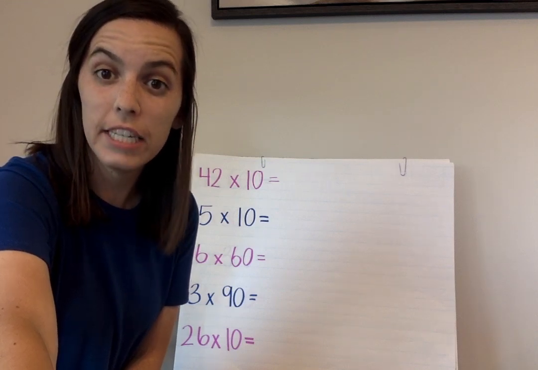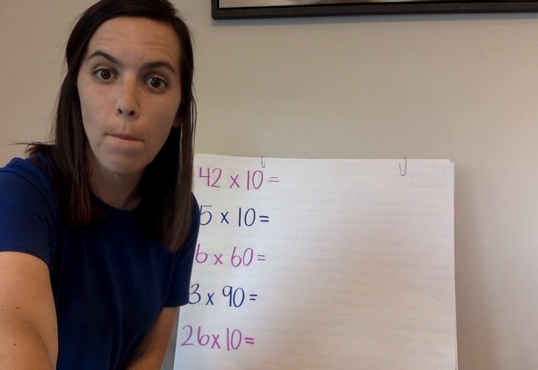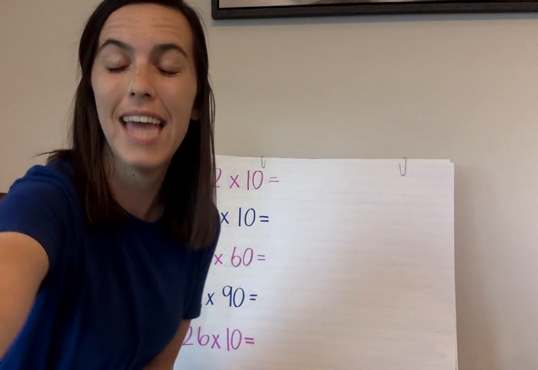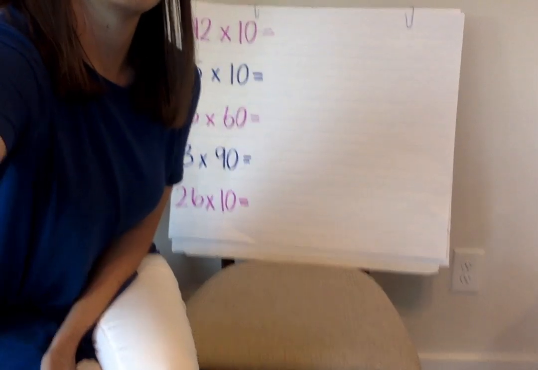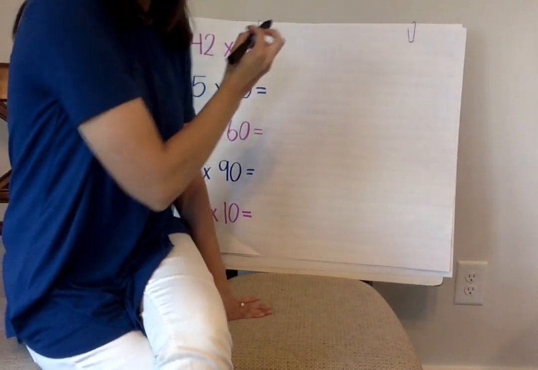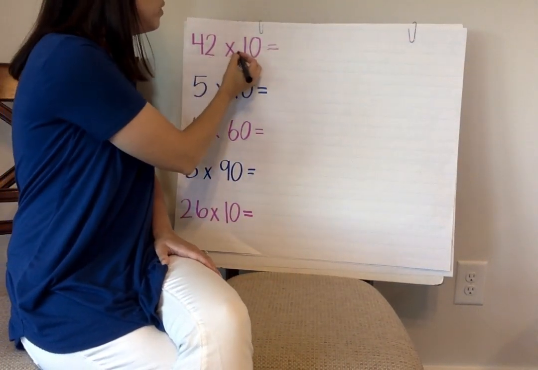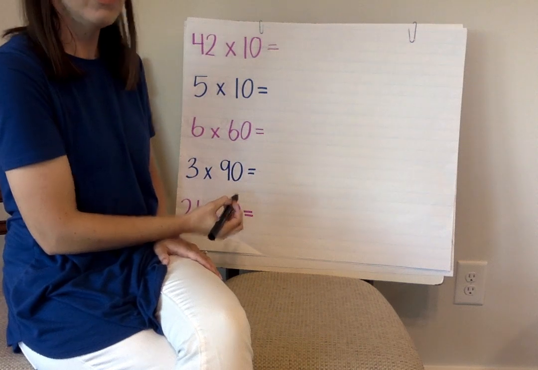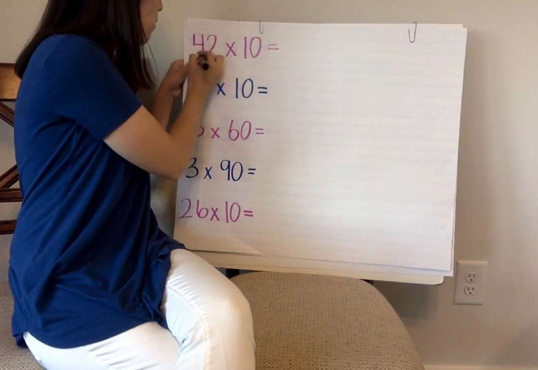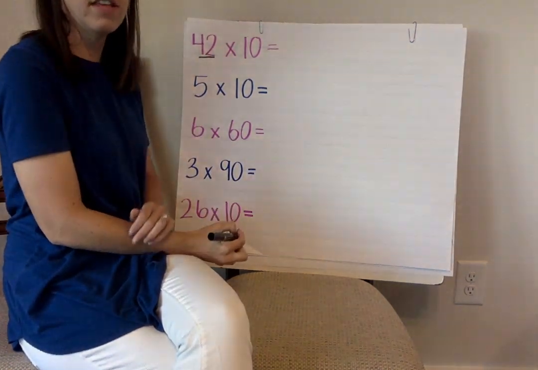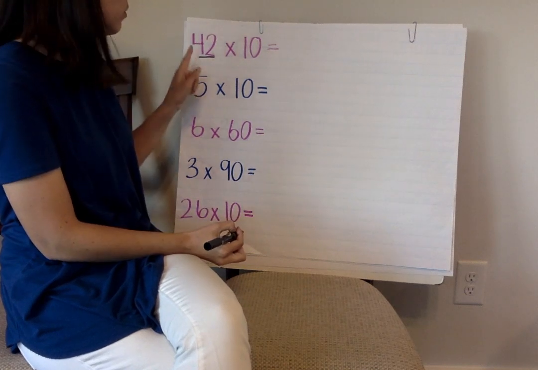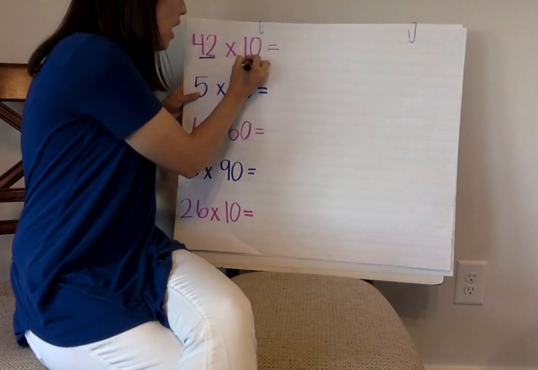Guys, today I'm going to teach you a lesson on multiplying by the multiples of 10. So let's take a look here. I have 42 times 10. The trick that I'm going to use is I'm going to underline the digits that are not zero. So I'm going to underline 42 and 1.